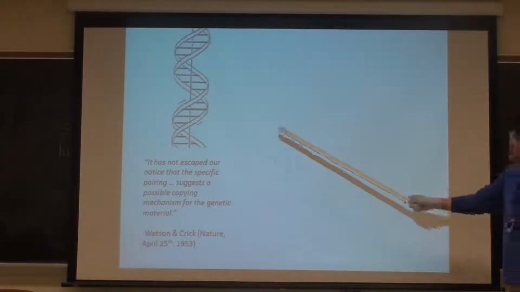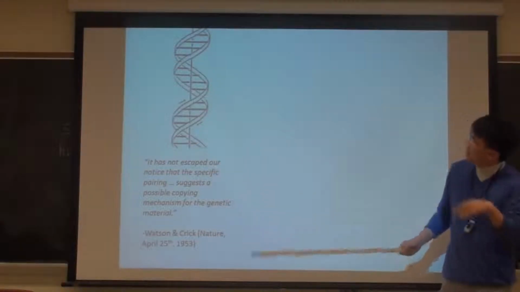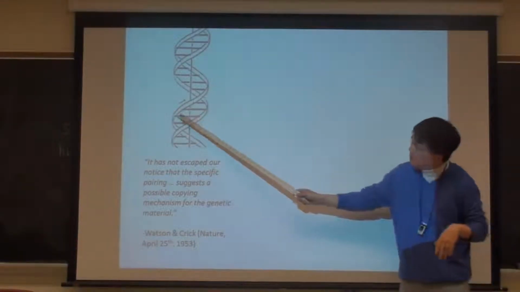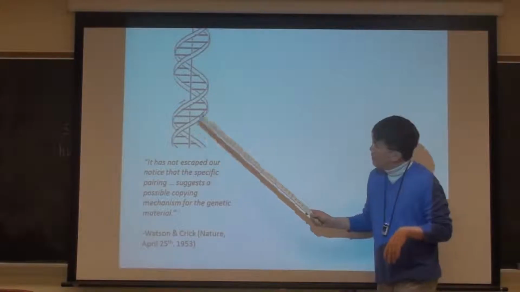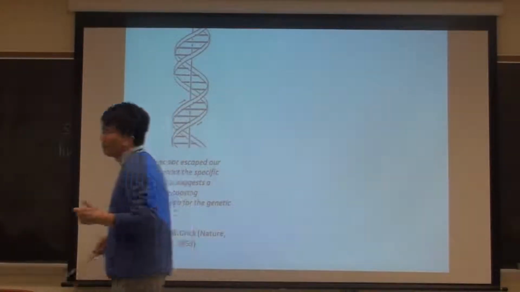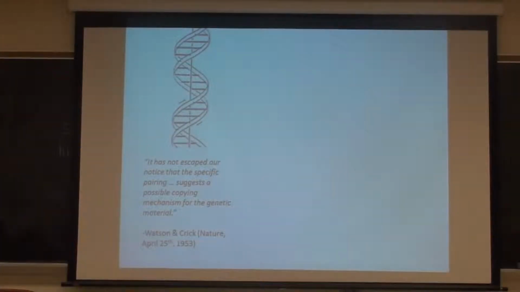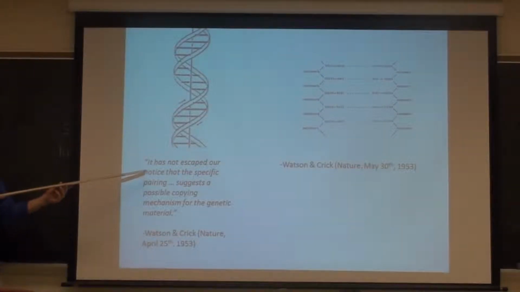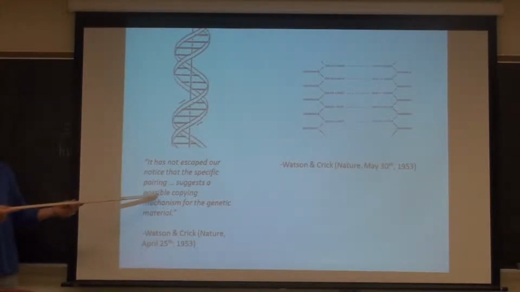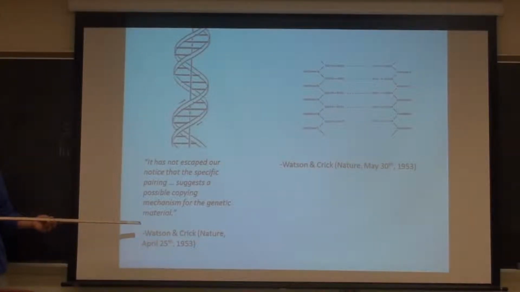Anyway, she didn't make a mistake, and you have these base pairs, and each base pair is separated from the next by 3.4 angstroms. And this paper ended with the sentence that it has not escaped notice that the specific pairing suggests a possible copying mechanism for the genetic material. So this is how you can copy the genetic material.